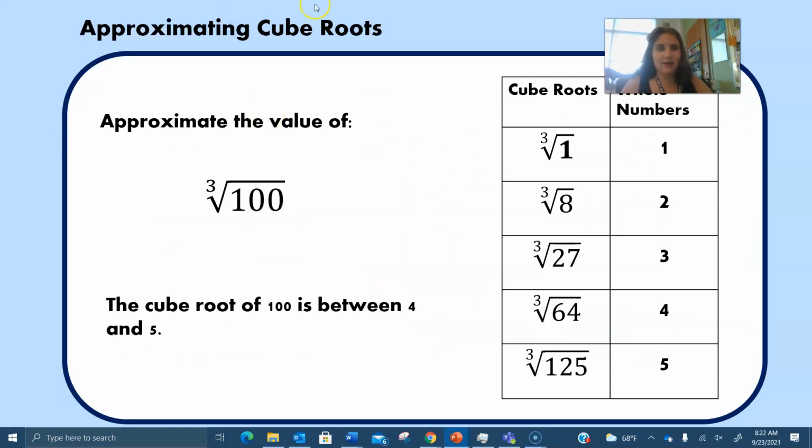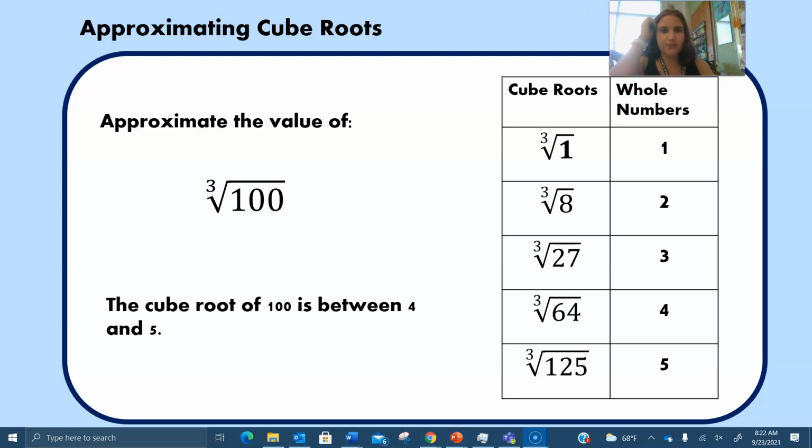All right, finally, we're going to approximate cube roots, just like we approximate square roots. Approximate the value of the cube root of 100. Oh, don't look at the answer yet. We can do this by looking at our cube roots. The cube root of 1 is 1, the cube root of 8 is 2, the cube root of 27 is 3, the cube root of 64 is 4, the cube root of 125 is 5. So we want to find where the cube root of 100 would go.